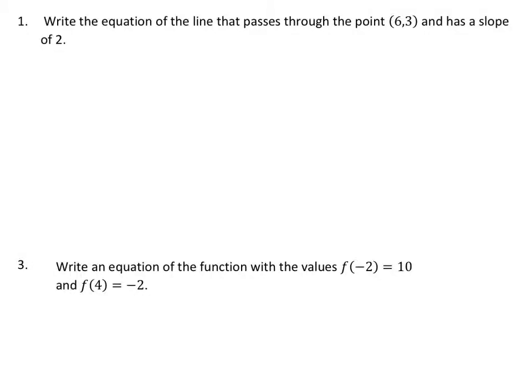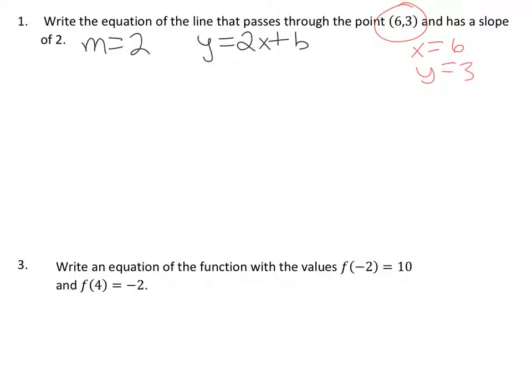So this says, write the equation of the line that passes through the point (6, 3) and has a slope of 2. So right away, I know m equals 2. So if I start, I have this much: 2x plus b. So now I have to look back. What else am I given? Well, I'm given a point. Doesn't that mean I know x is 6 and y is 3? So if I look at the equation, see how I have a y, see how I have an x? I can substitute these in for those values.